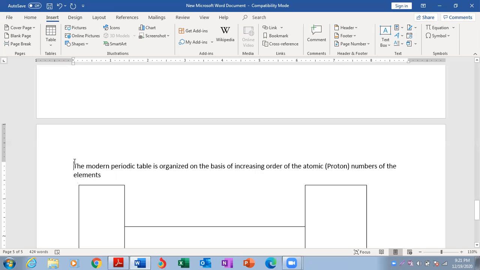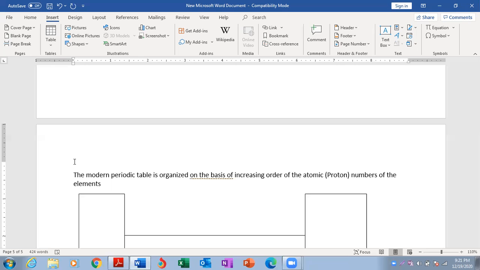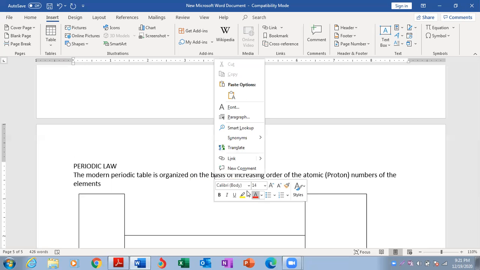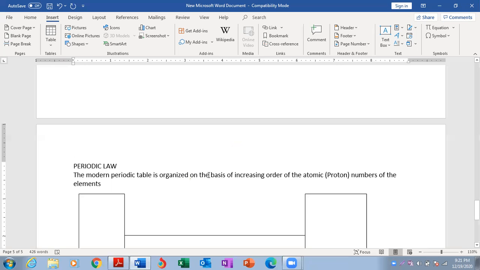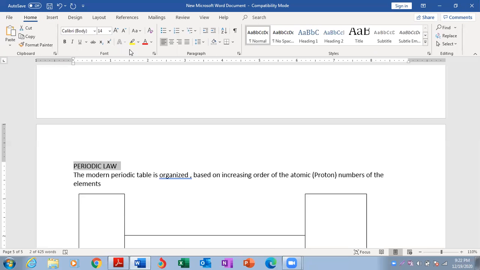This is also called the periodic law. What is the periodic law or principle? On which basis can you say that this is also called the periodic law? And why is it called the periodic law? Because this belongs to the periodic table.